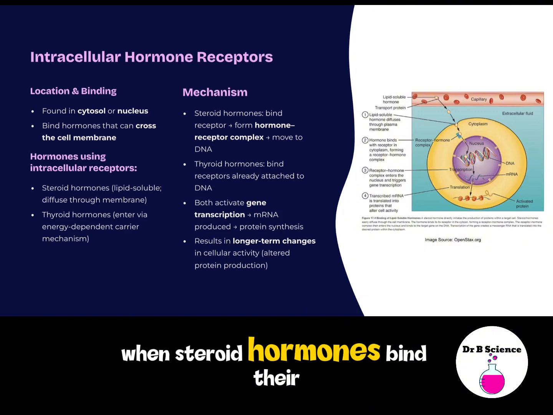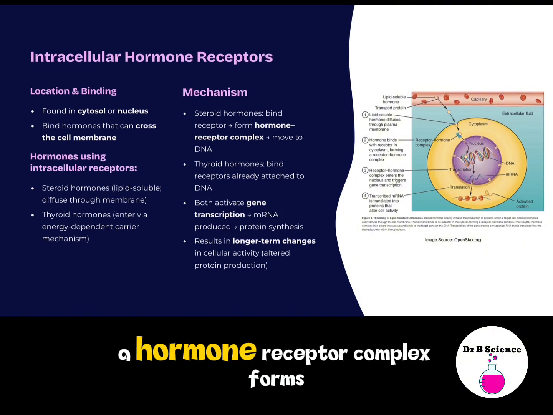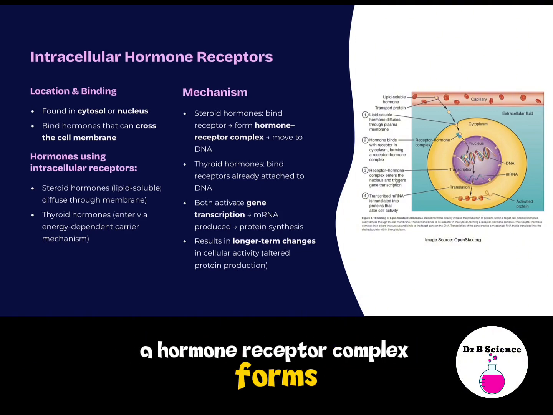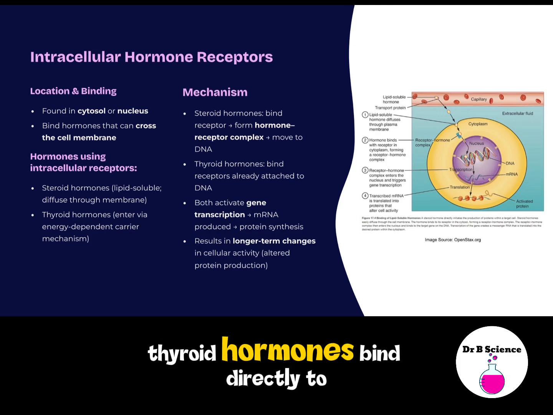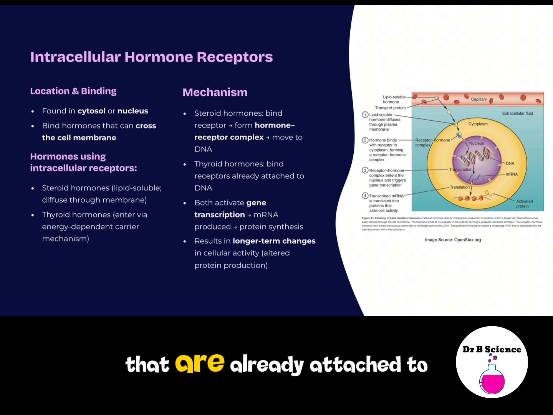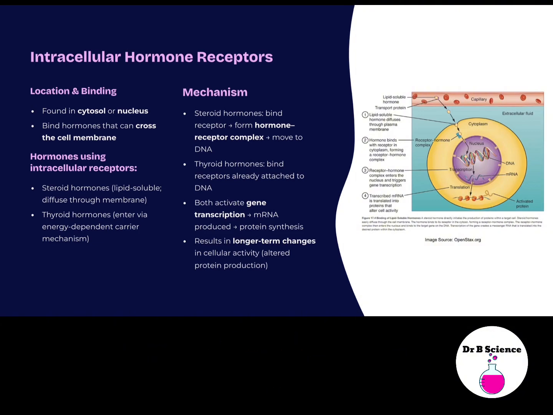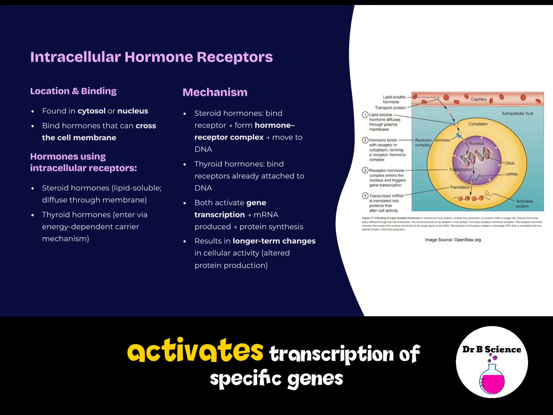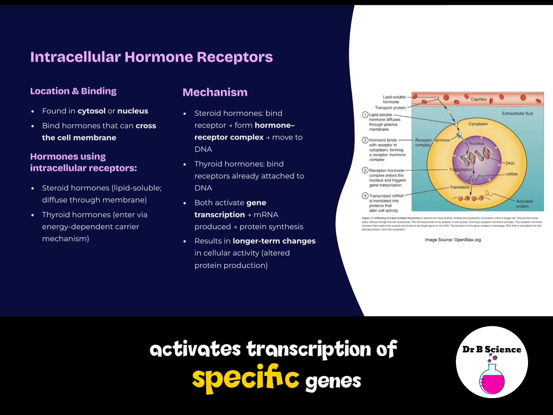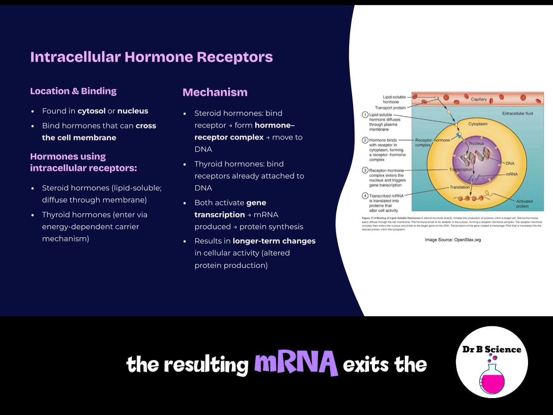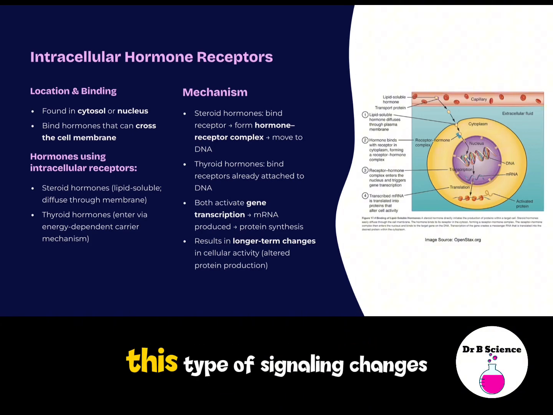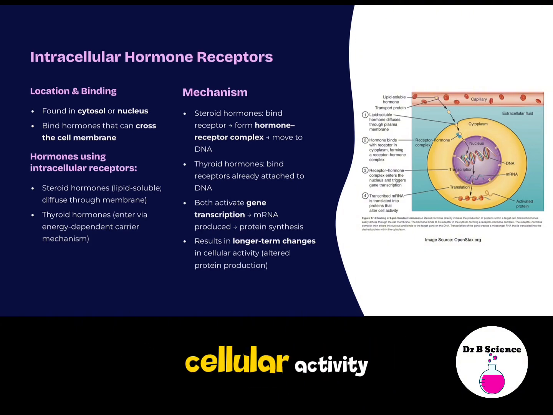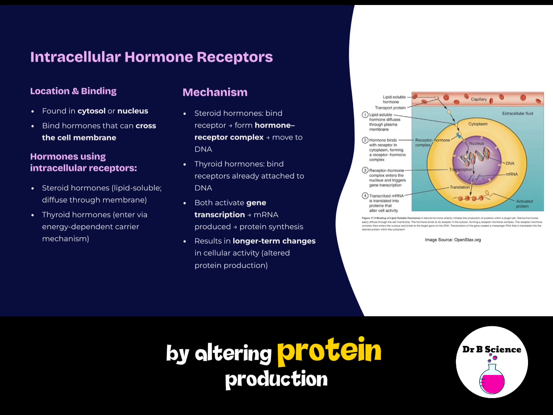When steroid hormones bind their receptors, a hormone receptor complex forms and moves to the DNA in the nucleus. Thyroid hormones bind directly to receptors that are already attached to DNA. In both cases, the hormone-receptor interaction activates transcription of specific genes. The resulting mRNA exits the nucleus and directs protein synthesis. This type of signaling changes cellular activity by altering protein production.